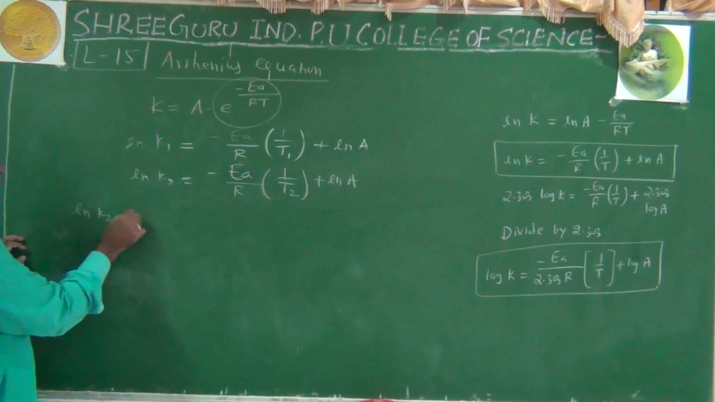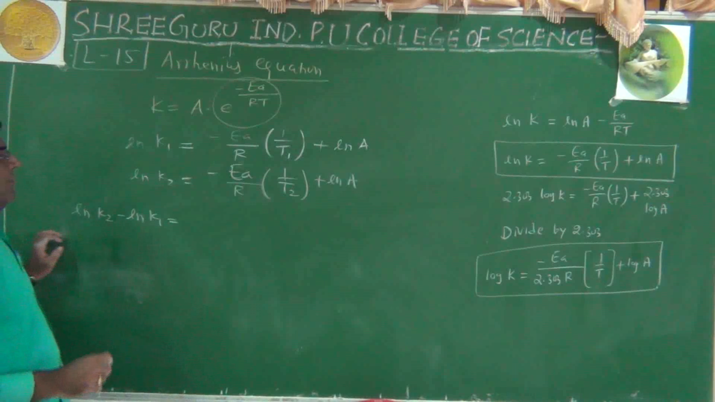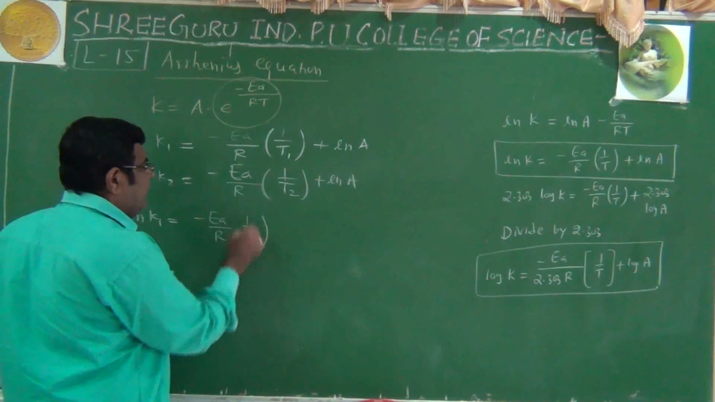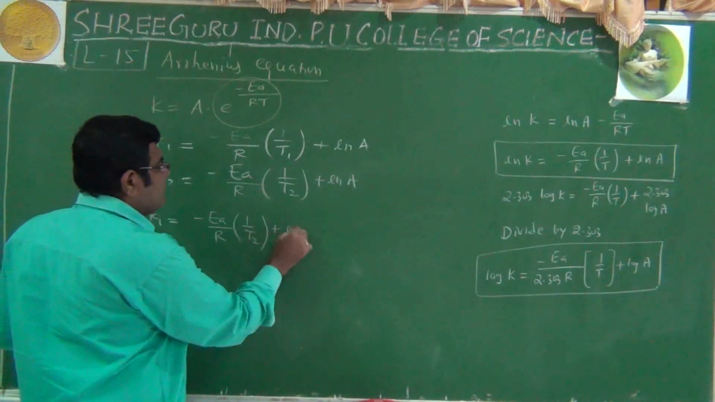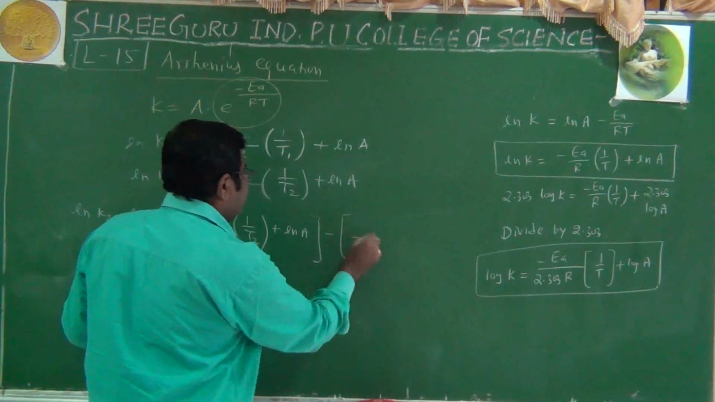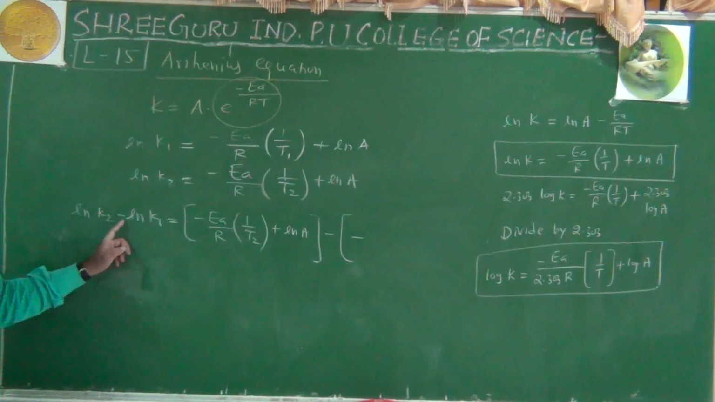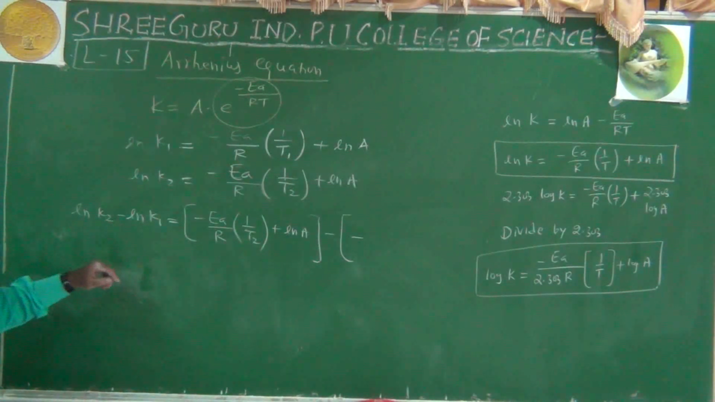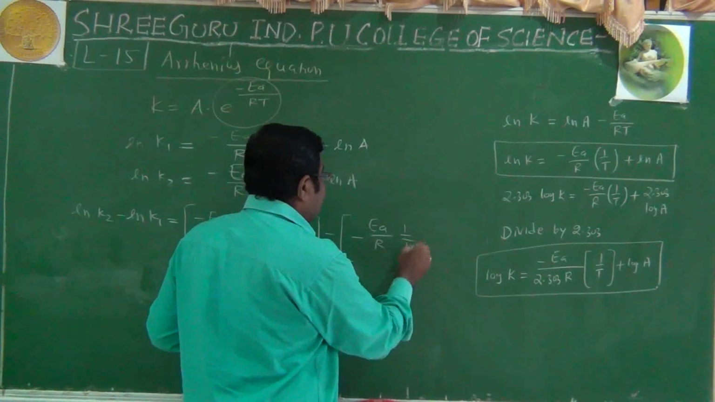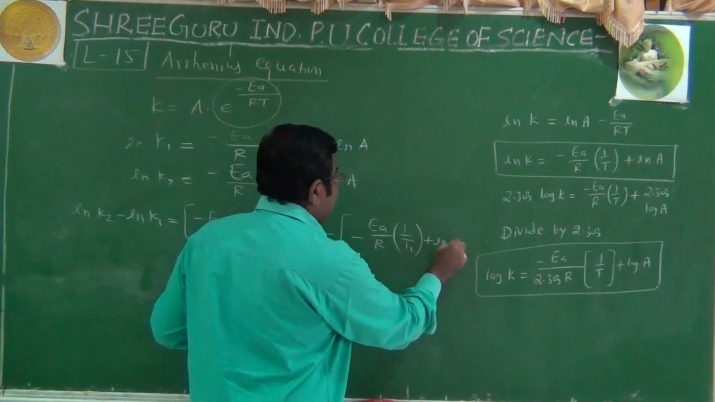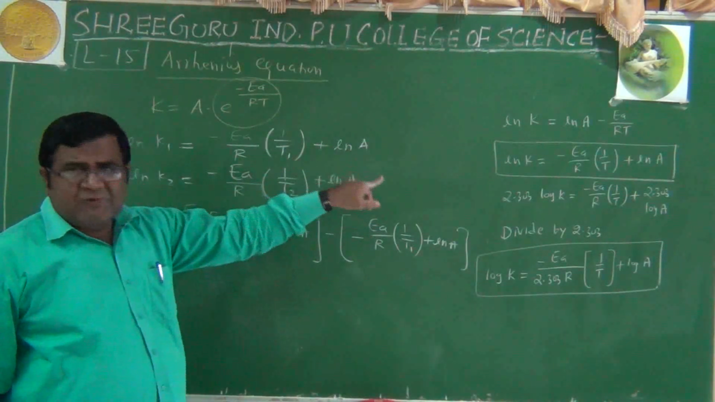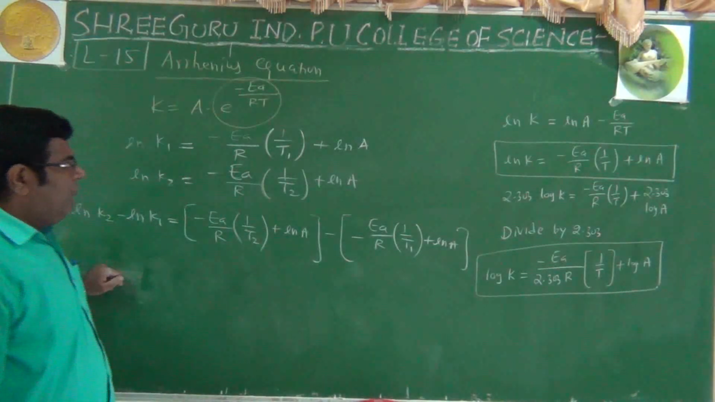Natural log of K2 minus natural log of K1 is nothing but negative EA by R 1 by T2 plus natural log of A, and minus of minus this term, because we are subtracting this log: natural log of K2 minus natural log of K1 equals EA by R 1 by T1 plus natural log of A. No need to remember all these derivations. The equations I am writing in the square brackets are the only ones important for you.